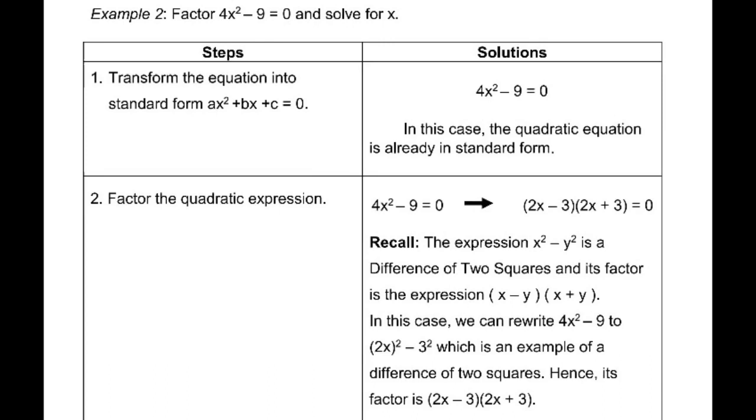If we're going to factor this one for our second step, this expression is a difference of two squares. So we can apply x squared minus y squared is equal to the quantity of x plus y times the quantity of x minus y. Therefore, in 4x squared minus 9, the square root of 4x squared is 2x and the square root of 9 is 3. So we have 2x plus 3 times the quantity of 2x minus 3 equals 0.